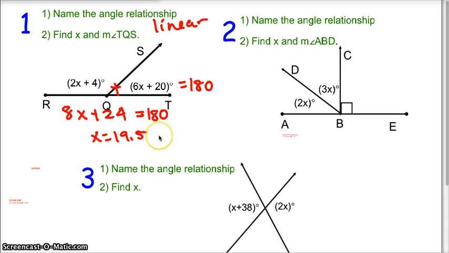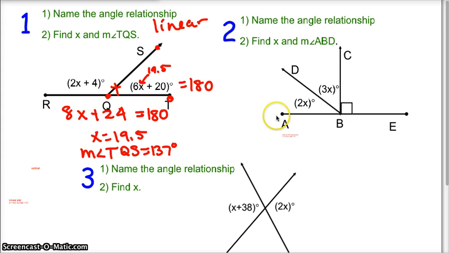And again, you need to be checking your math here. Please don't just write things down. Stop and actually do your work. It says the measure of angle TQS. So if I found x to be 19.5, then I plug it in, the measure of angle TQS, I have calculating as 137 degrees.